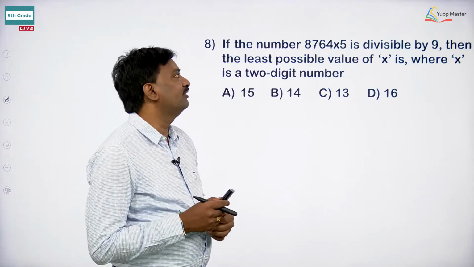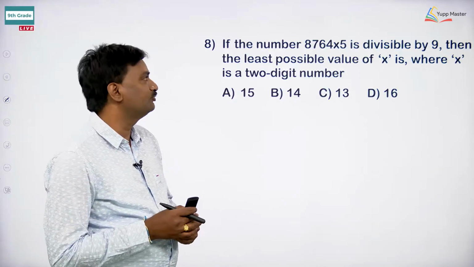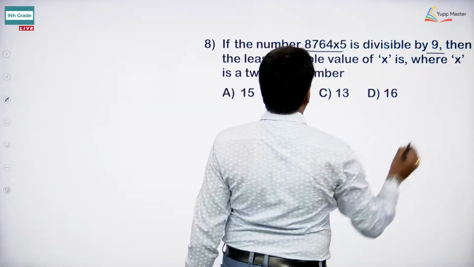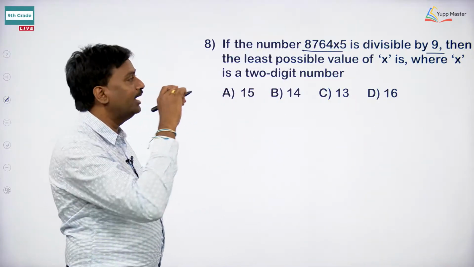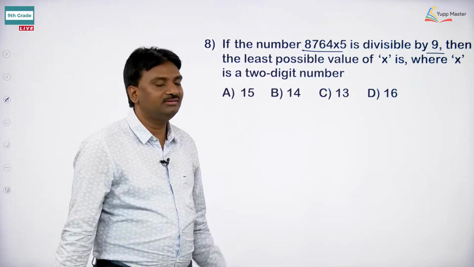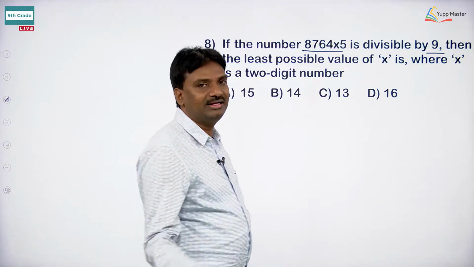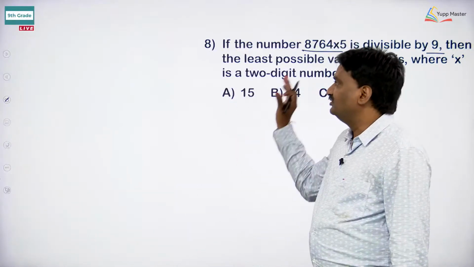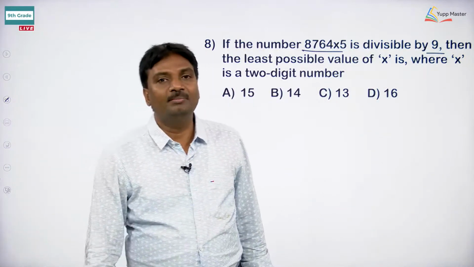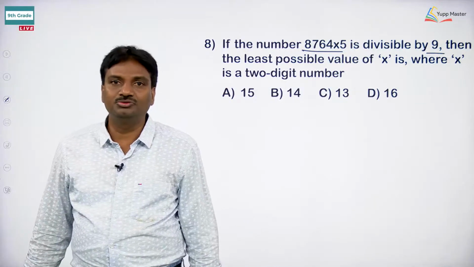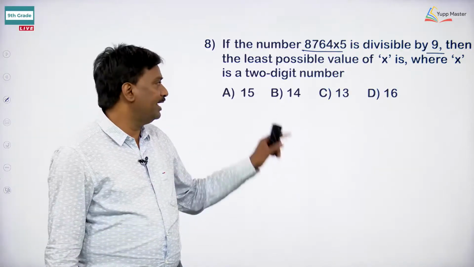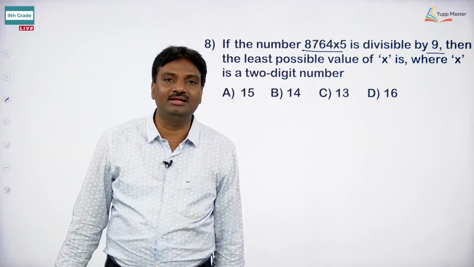The number 8764x5 is divisible by 9. Then the least possible value of x, where x is a 2-digit number. Options are given as A 15, B 14, C 13 and D 16. So this is the given problem. For this problem we have to choose the correct option from the given 4 options. Here the options are A 15, B 14, C 13 and D 16.